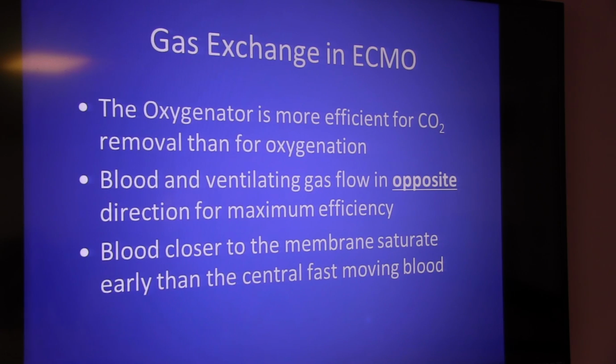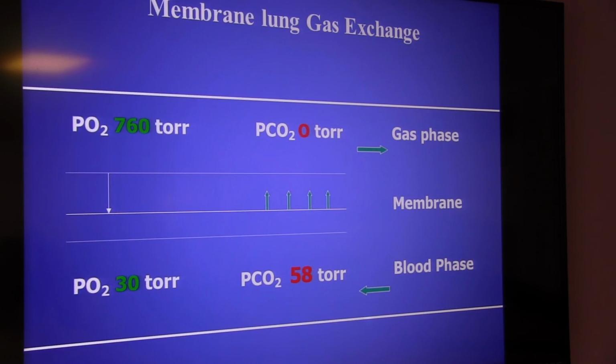All right, and then we talked about the blood and ventilating gas flowing in opposite directions. And that blood closer to the membrane is going to saturate earlier than central fast moving blood. All right. And this is just essentially showing you that CO2 diffusion is much more efficient than oxygen.